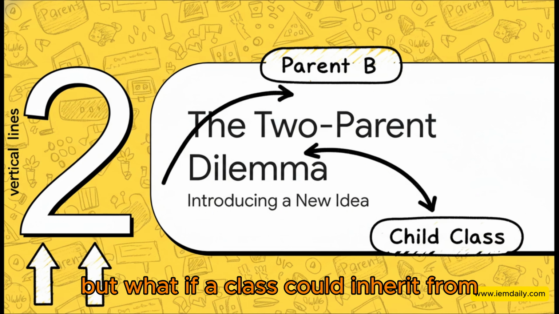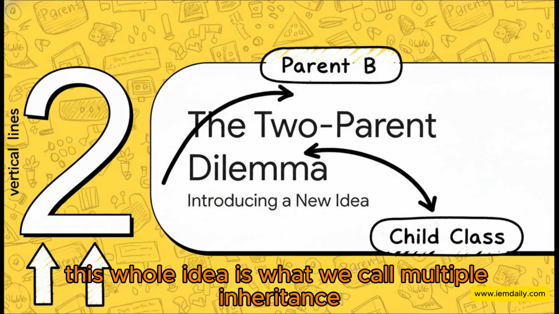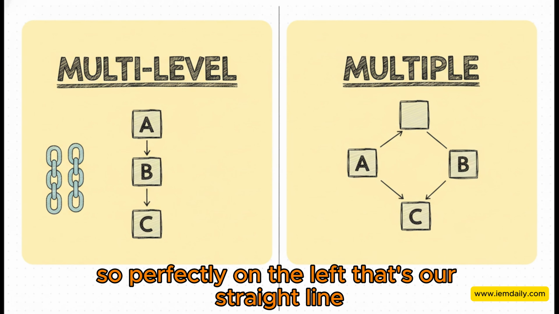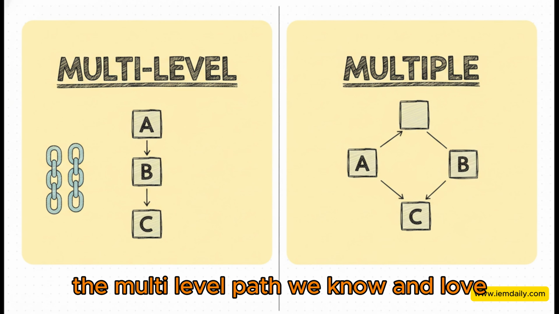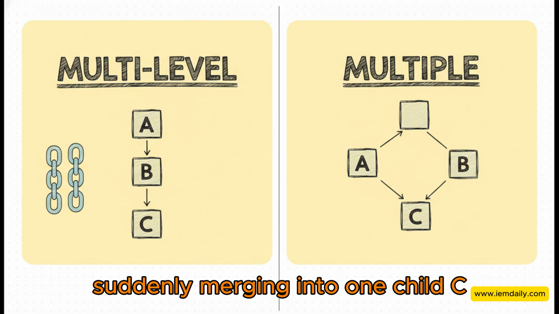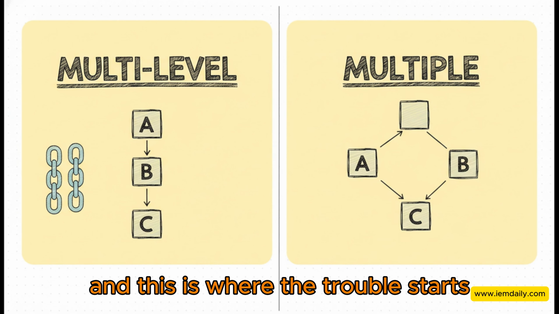All right, so we've seen the nice, neat, vertical family trees that Java loves. But what if a class could inherit from two parents at the same time? This whole idea is what we call multiple inheritance. And this slide just shows the difference so perfectly. On the left, that's our straight line, the multi-level path we know and love. But look at the right. We have two separate paths from A and B suddenly merging into one child, C. This is the new shape, and this is where the trouble starts.